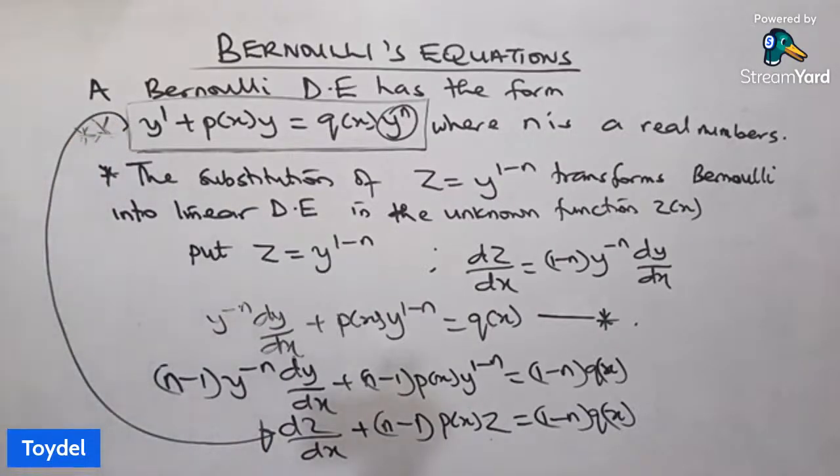That linear equation is a function of z. So that is the only way to solve a Bernoulli equation. When we are given a Bernoulli equation, we have to reduce it to a linear equation with another variable, maybe the variable z in this case. Then we'll be able to solve it.